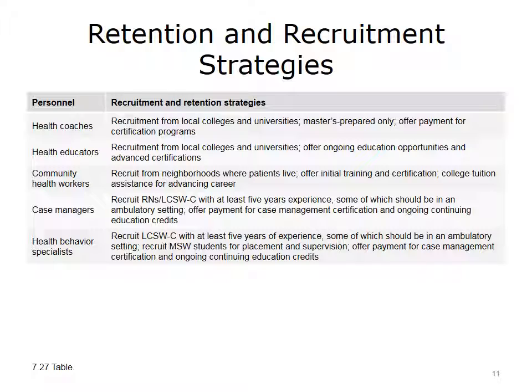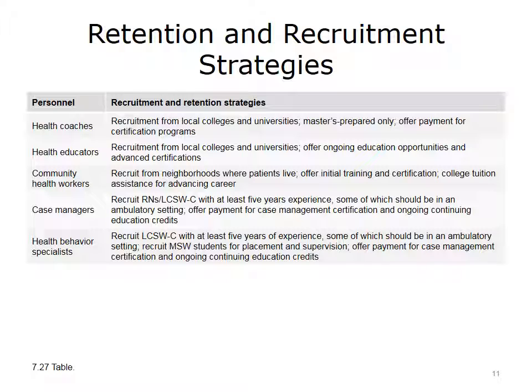One strategy, in terms of retention, is to offer payment for certification programs. So while there is no required licensure for a health coach, there are several certification programs, and some that are stronger than others. When JCHIP hires a health coach, they often offer to help them prepare for the exam and then pay for the exam.